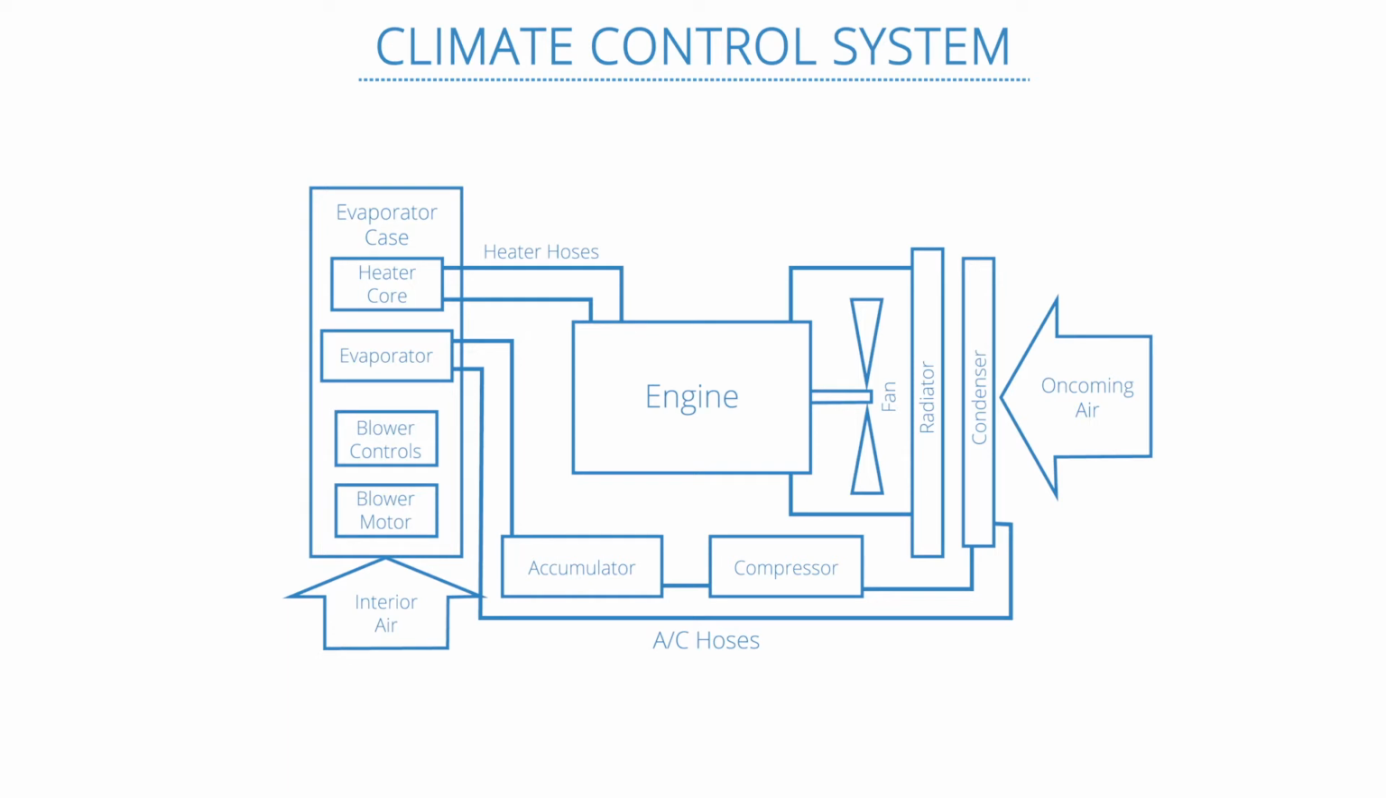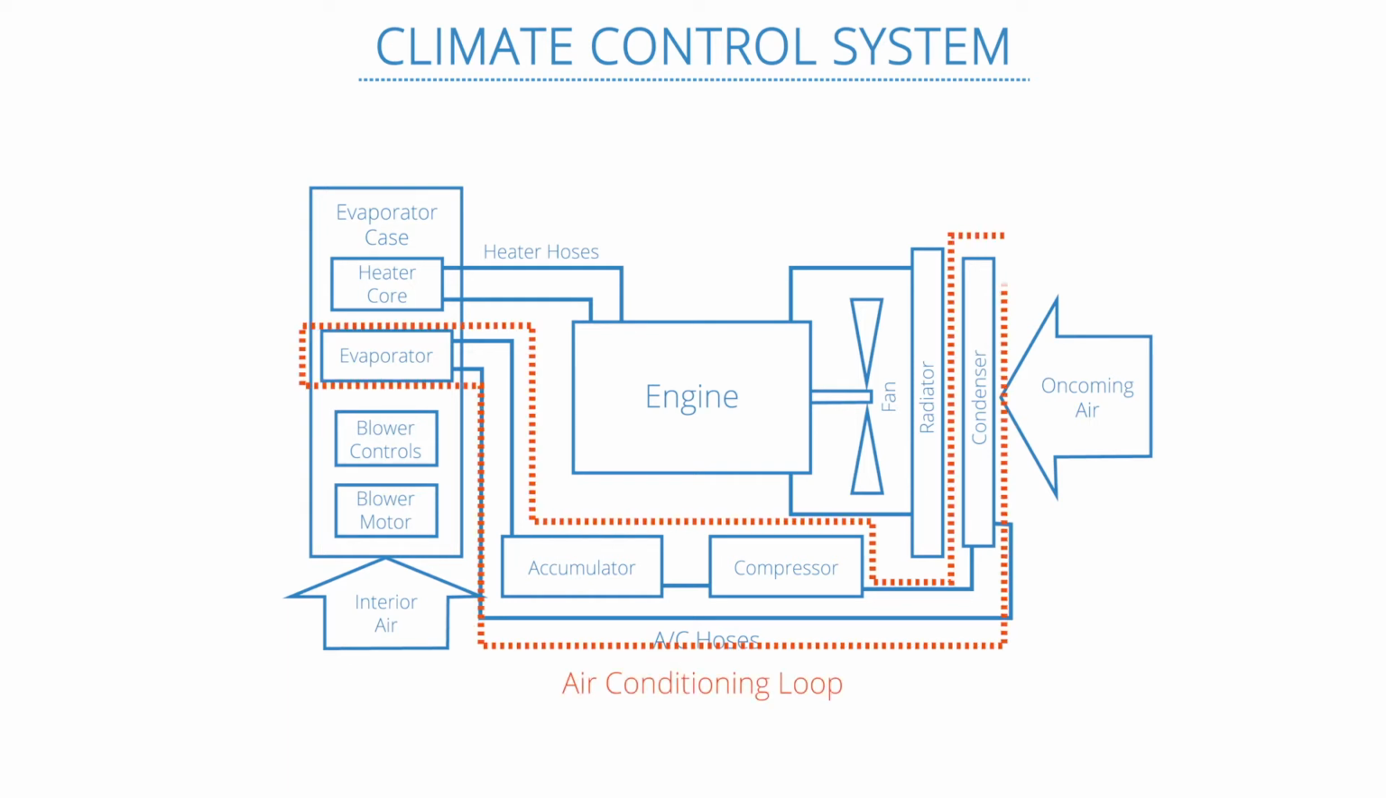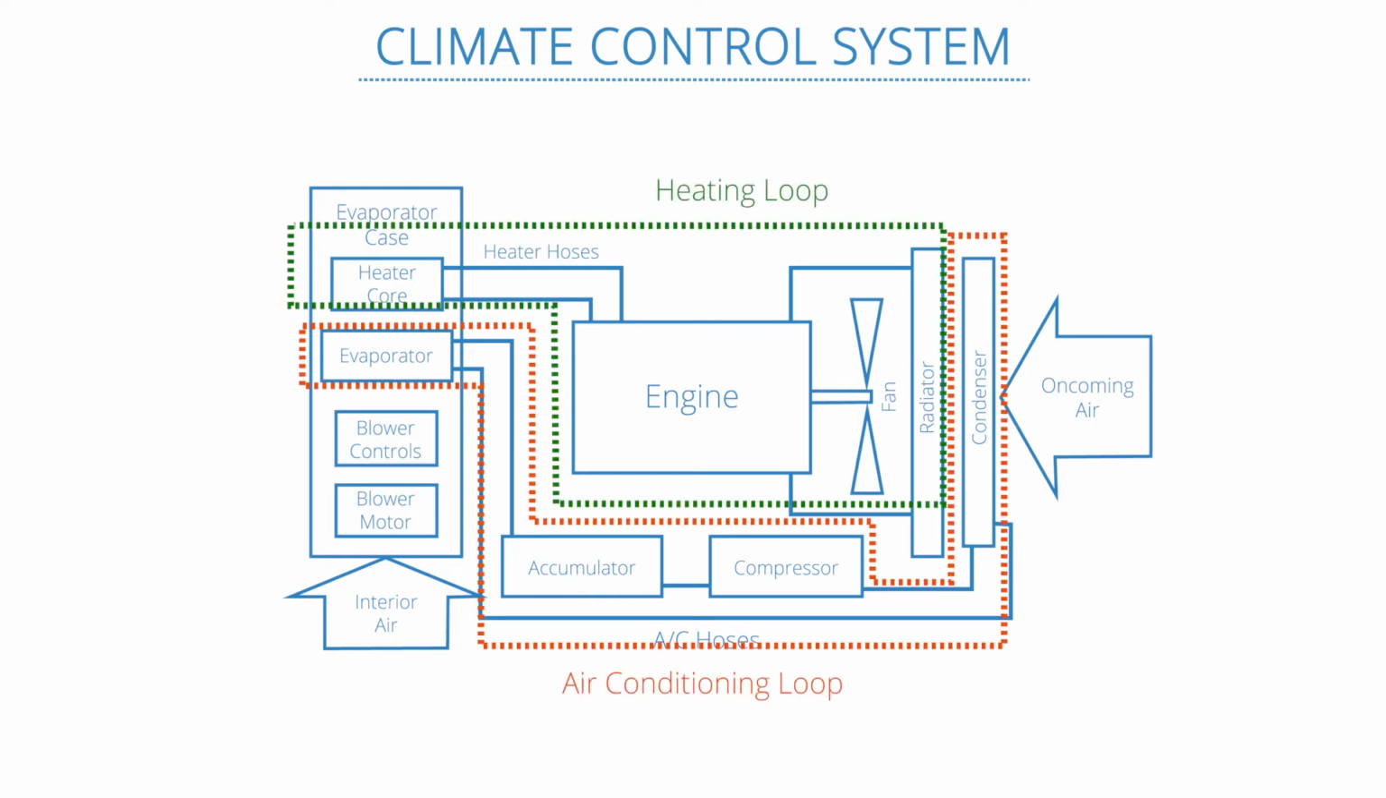A second option that we have is to think of the different fluid flows. So there's the flow of fluids through the air conditioning system, another loop through the heating system, and there's even some flow of air at the front end of the vehicle.